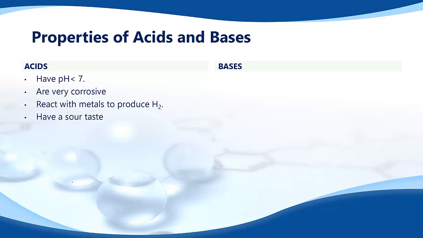Right, bases on the other hand, pH tends to be greater than 7. Now, bases are still extremely corrosive. They just corrode through a different mechanism than acids. So when we're talking about things being corrosive, it's not whether it's acidic or basic, it's how strong the acid or base is.